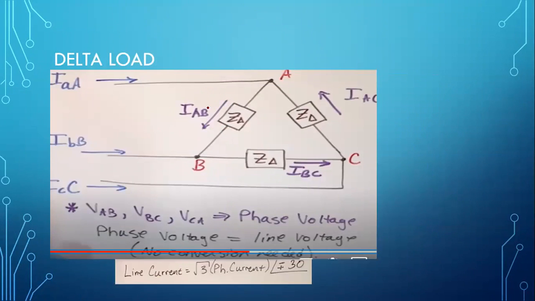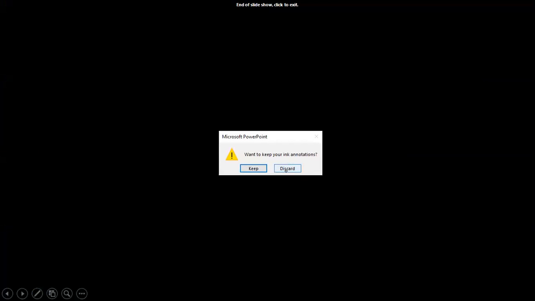And this is for your delta. Current is coming like this. This is the orientation of current. So we can know that the line current and phase current won't be equal. They have a relationship, that is root 3 times IPH. And here your phase voltage and line voltage are equal. So this was about the 3-phase system.